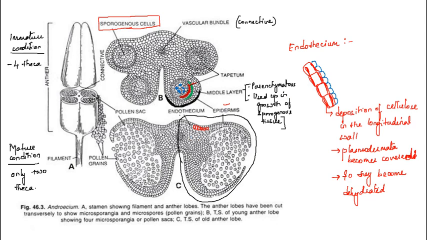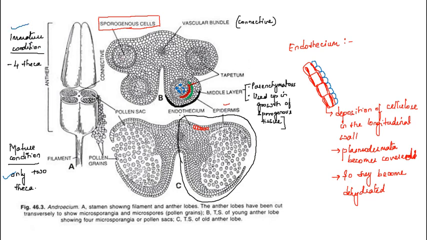See, in the mature condition, there are only two theca. What is theca? Theca is, say for example, the one side. This is like one lobe. And in the immature condition, there are four theca, which is like four microsporangia.